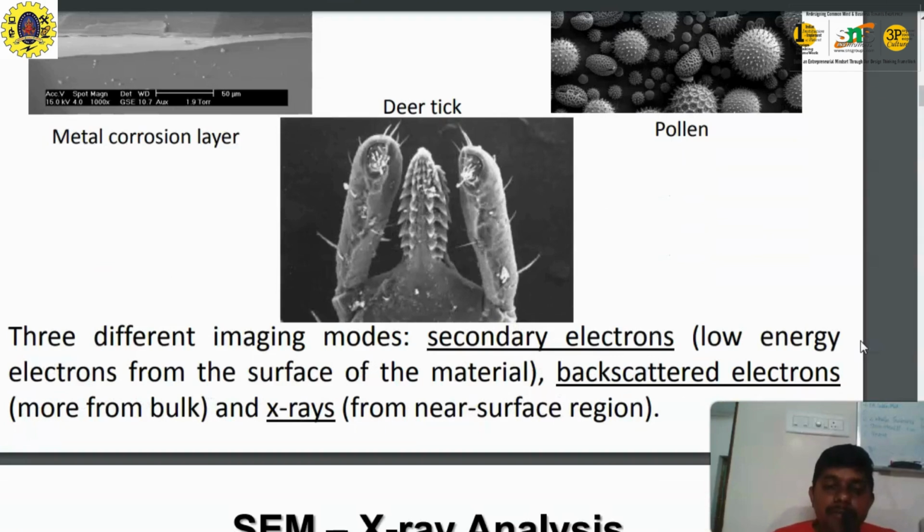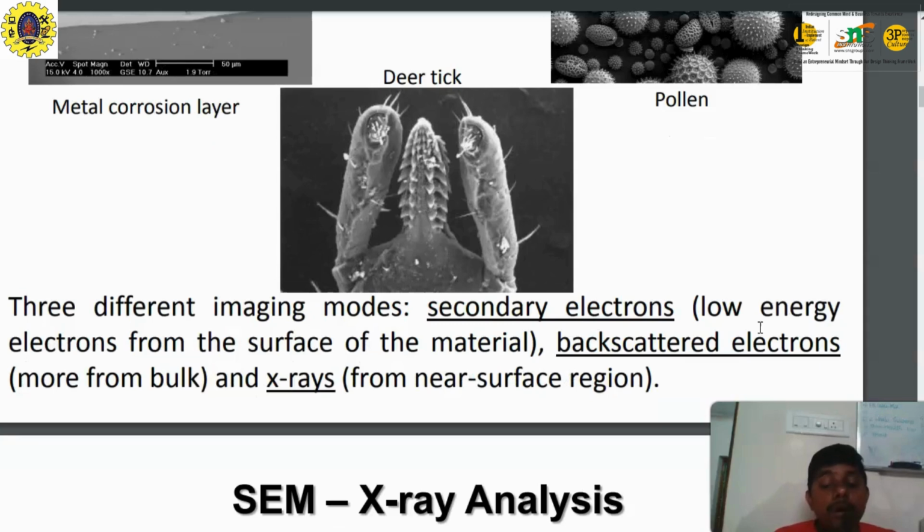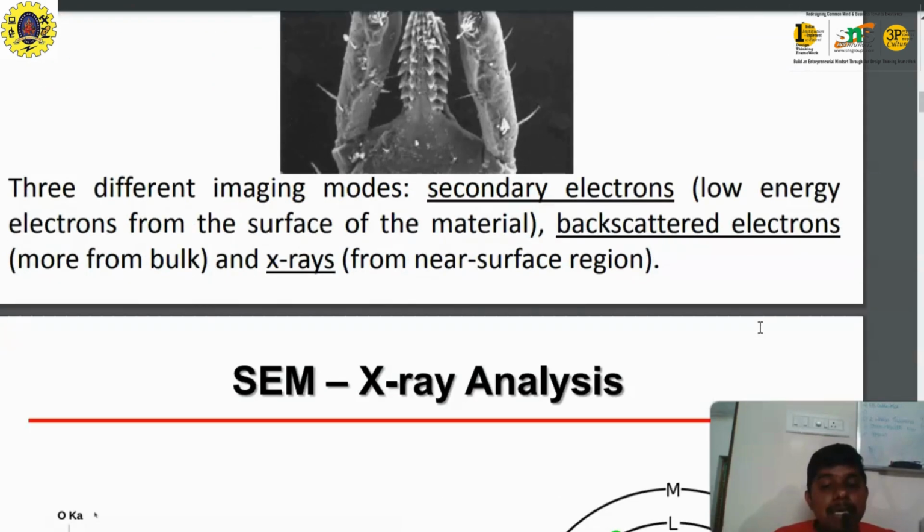These three different images involve secondary electrons, which are low energy electrons from the surface of the material, backscattered electrons more from the bulk, and X-rays from the near surface region. That is why we get this kind of signal through the metal corrosion layer, and with respect to the pollen we find high intensity beams. That is why we use the same technique for analyzing the surface characteristics.